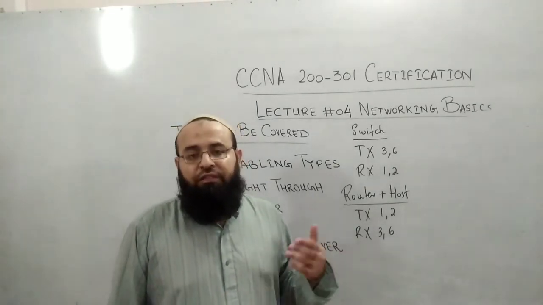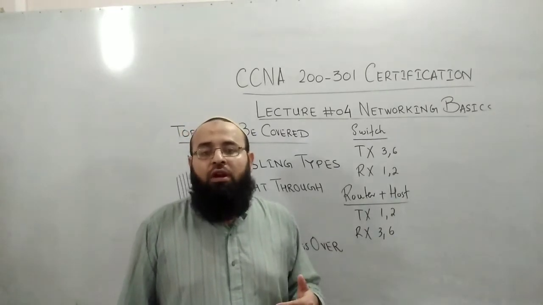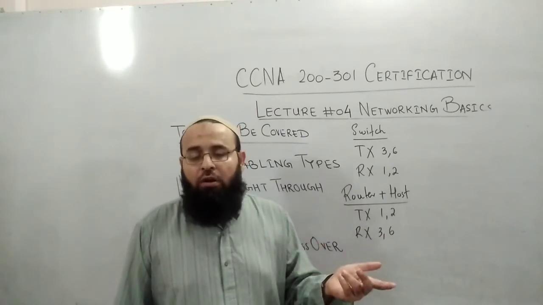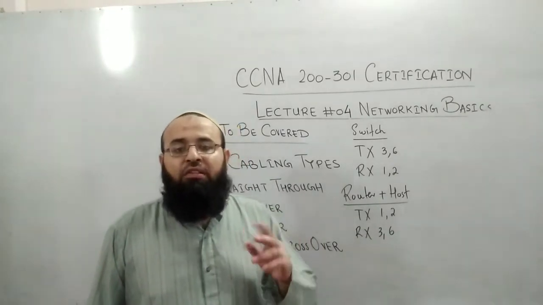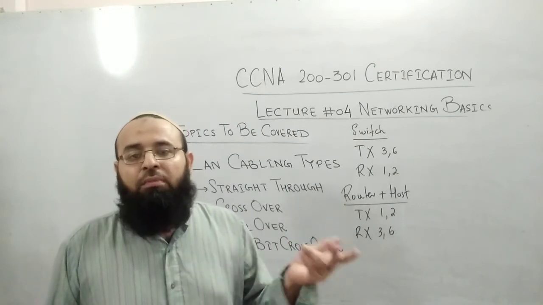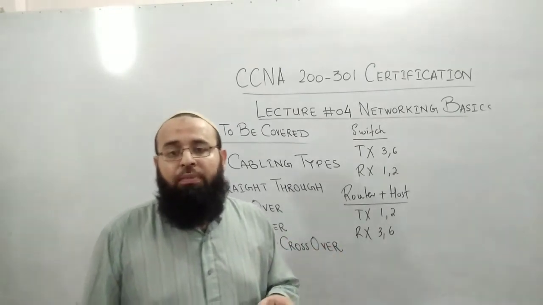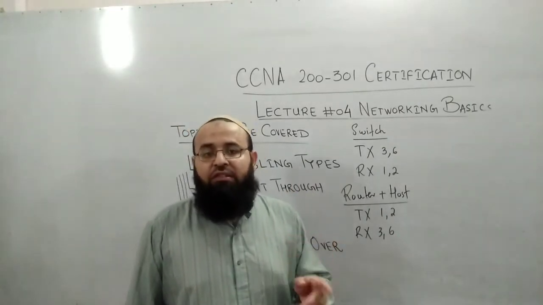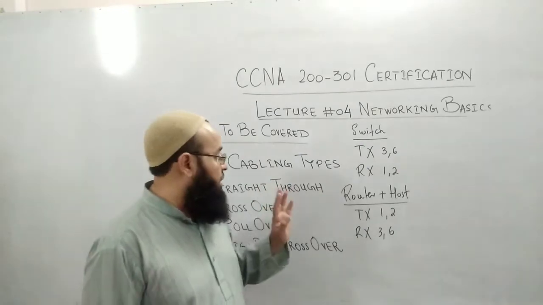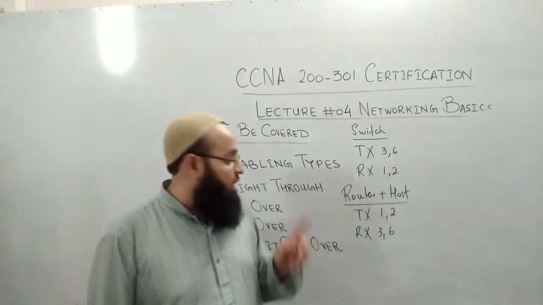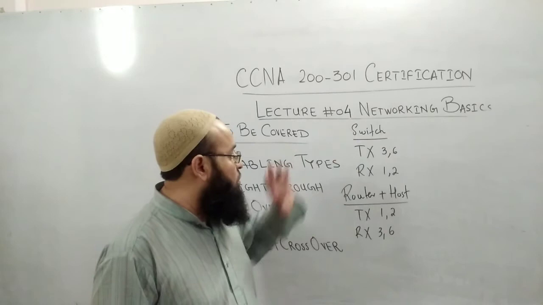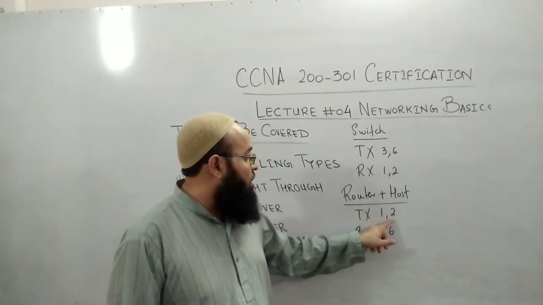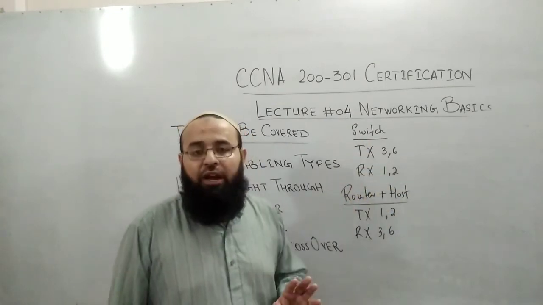And similarly, this first router will be listening at pin number 3 and 6, and similar is the condition of the other router, so there will not be any reception of data as the reception pins will be connected to the reception pins. So in case of similar devices, you cannot use a straight through cable. Okay, so a straight through cable can only be used if you have a router connected to a switch. So now what will happen, the router will transmit at pin number 1 and 2 and the switch will receive at pin number 1 and 2.